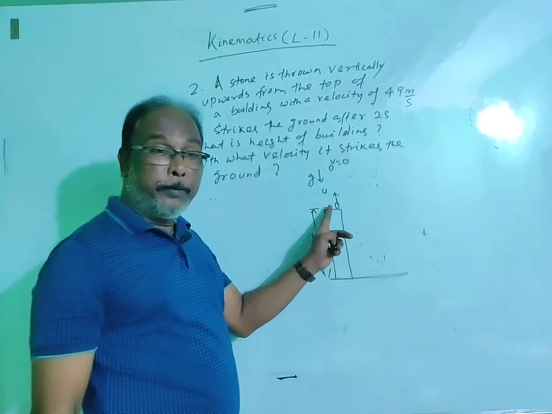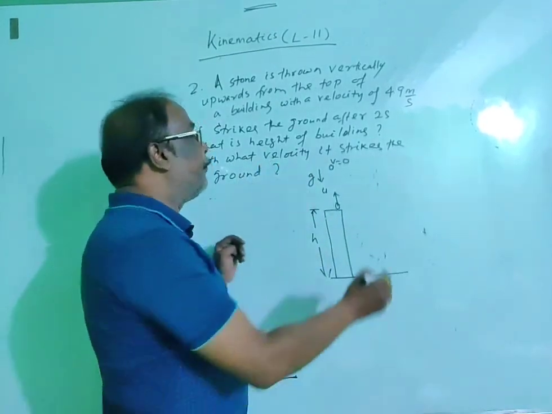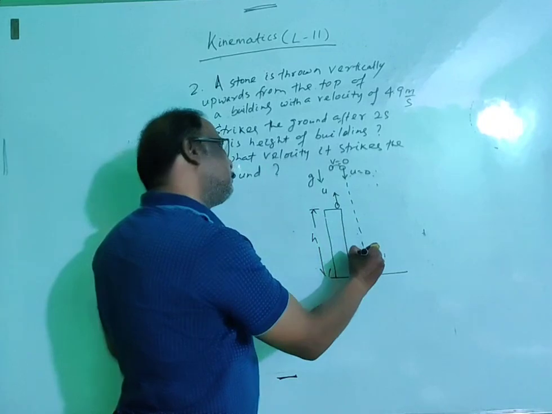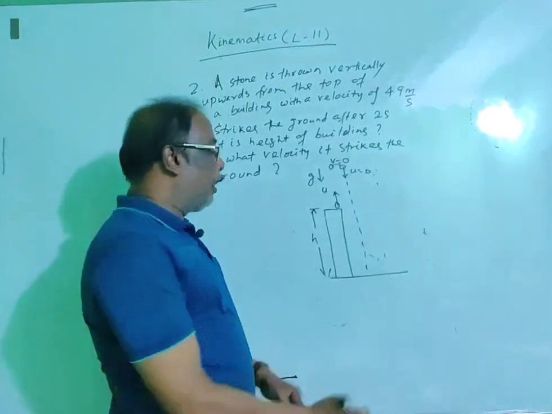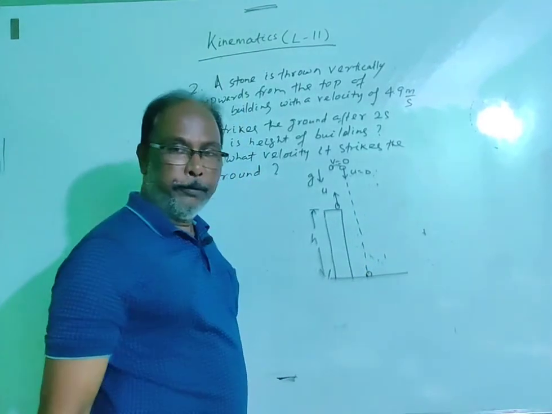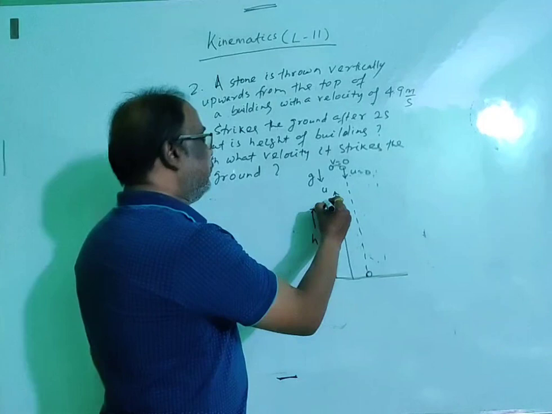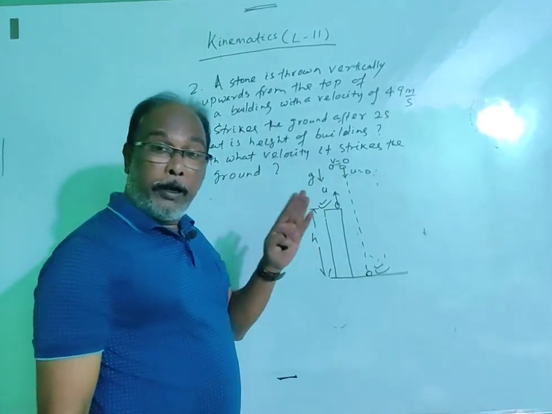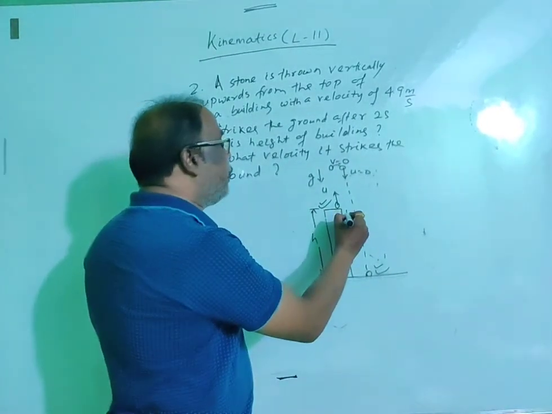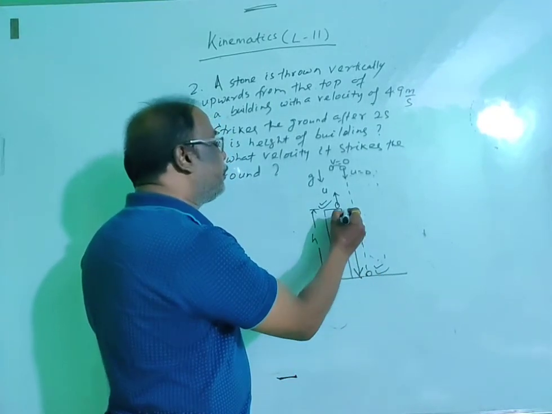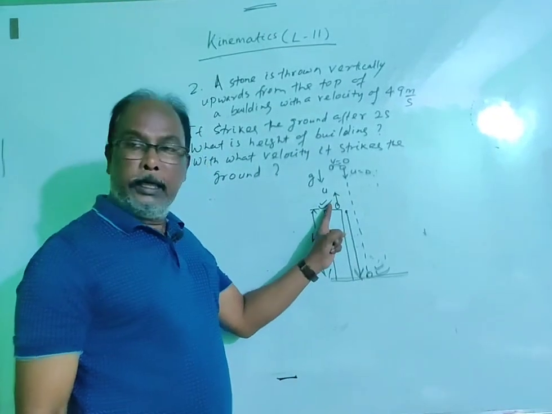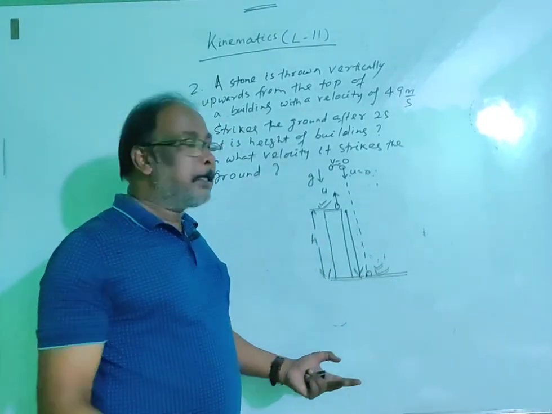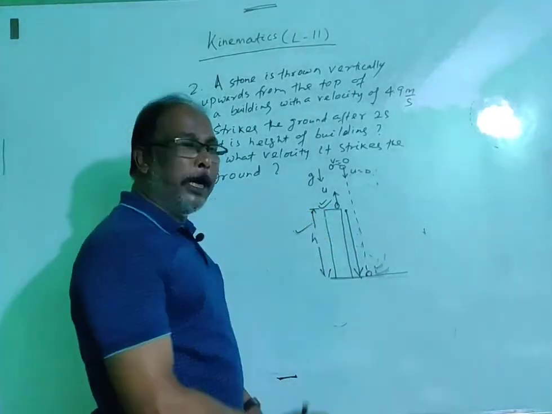At a certain height above the top of the tower, velocity becomes zero. And from this position, the ball returns back with initial velocity zero. And finally, the ball strikes the ground. Okay? See, this is the initial position of the ball, this is the final position of the ball. In the vertical direction, this will be the displacement. What is the vertical displacement? In the vertical direction, displacement is H.